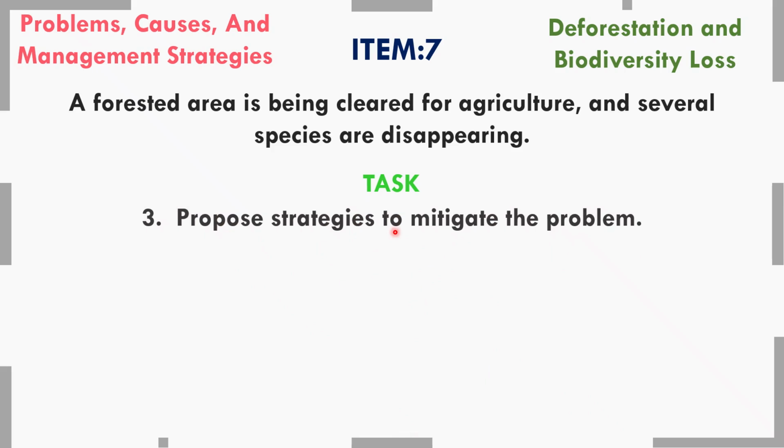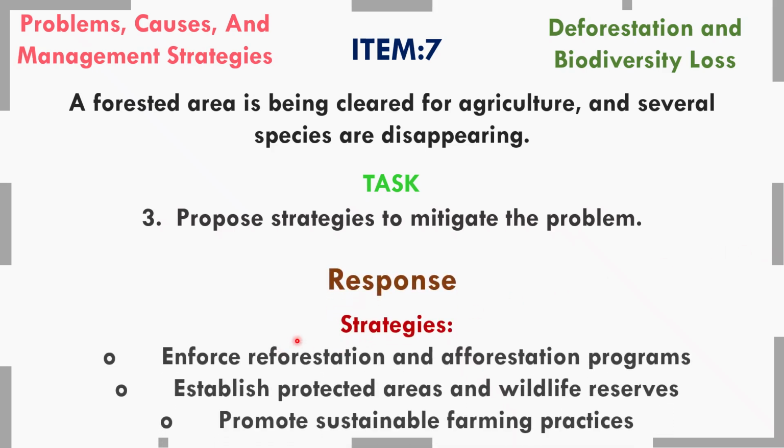Propose strategies to mitigate the problem. The strategies include: enforce reforestation and afforestation programs, establish protected areas and wildlife reserves, promote sustainable farming practices.